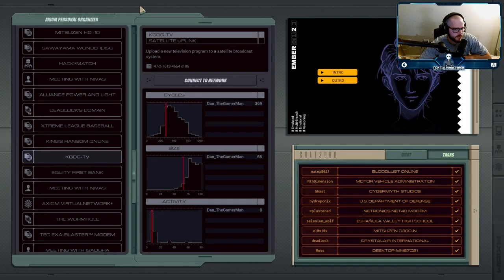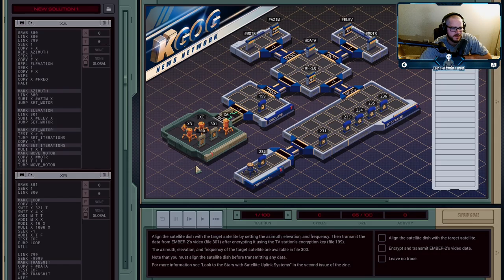Okay, for our next trick, we're going to broadcast our own show on the TV networks. We have three different execution agents. B and C are going to be a team, and A has his own responsibilities. We need to set the azimuth, the elevation, and the frequency of the dish into the correct position in order to get our signal out there. That is what A is going to handle.